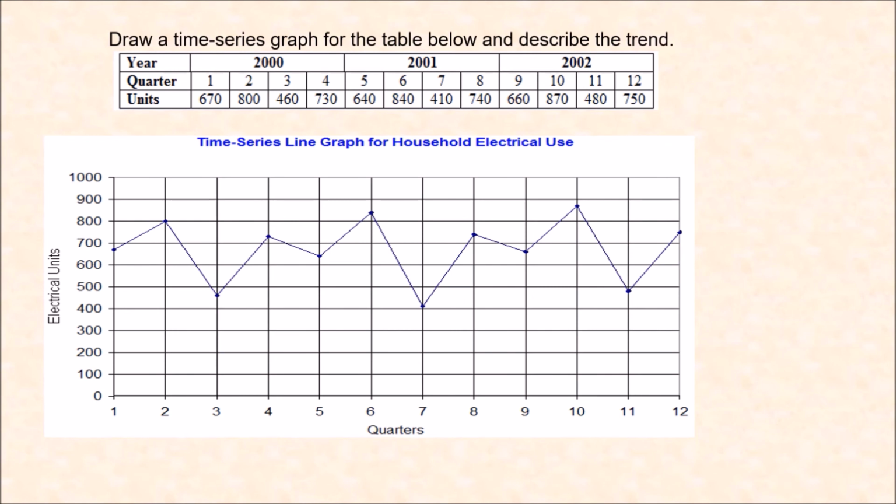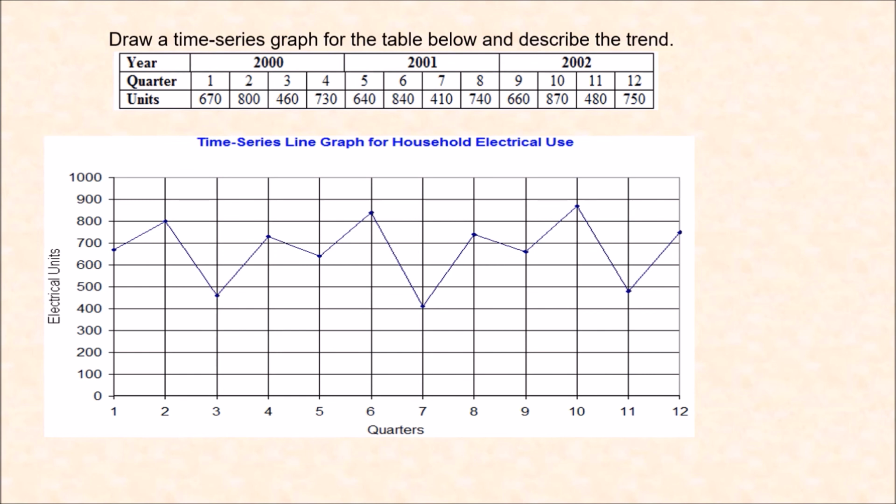Yes. So basically these 3 years have the same trend. So for example, in each first quarter, they're all increasing. 1 to 2, 5 to 6, 9 to 10, they're increasing. In the second quarter, they will have a big decrease. 2 to 3 is decreasing, 6 to 7 is decreasing, and then 10 to 11 decreases.